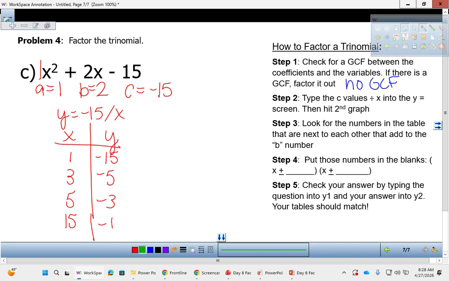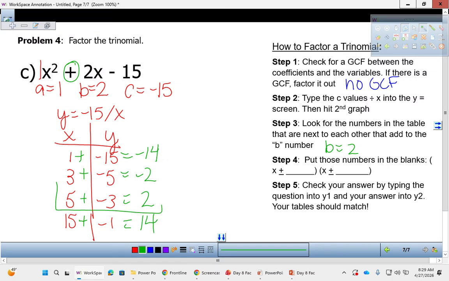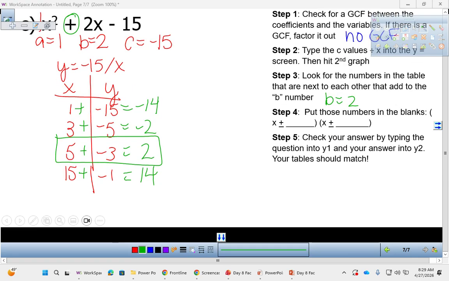I need my C value, my B value to be 2, meaning I need these things to add together to be 2. 1 plus negative 15 is negative 14. 3 plus negative 5 is negative 2. 5 plus negative 3 is positive 2. 15 plus negative 1 is 14. I need positive 2. It matters which number's negative here. I could pick this one, but that's negative 2. That's not going to work. I need to do this one. The 5 has to be positive, and the 3 has to be negative. That's the only combination that would work.